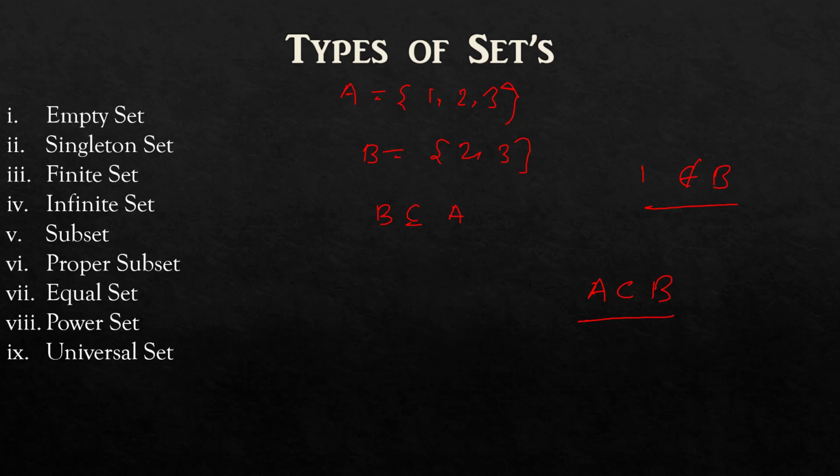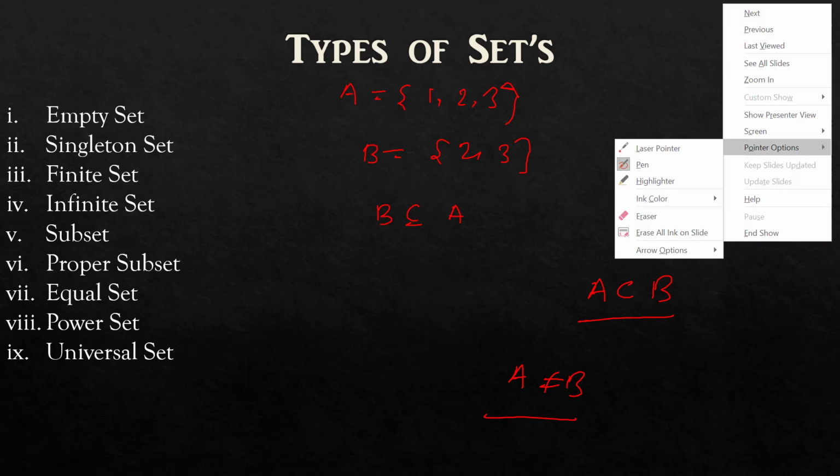So what is a proper subset? A non-empty set A is said to be a proper subset of set B if all the elements of set A are in the set B, and the most important condition, that at least one element of B is not in A. And one more point, for a proper subset, A does not equal B.